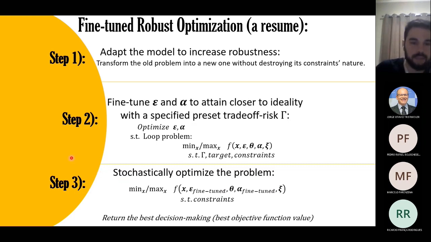And the third and last step, you're going to stochastically optimize the problem. And it's simple. Once you have the fine-tuned parameters, I mean epsilon and your penalty factors, all of these are fine-tuned. Now you just have to make n big optimizations. I will talk about it further. And then you're going to store the final values of the optimizations, and for your decision making, you're going to return the best one, the best objective function value.